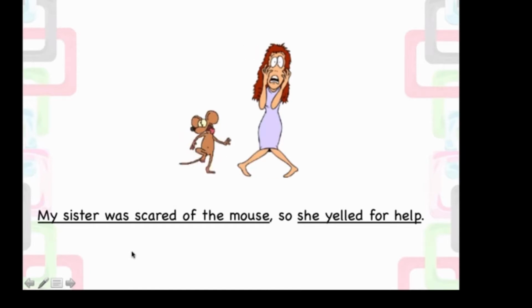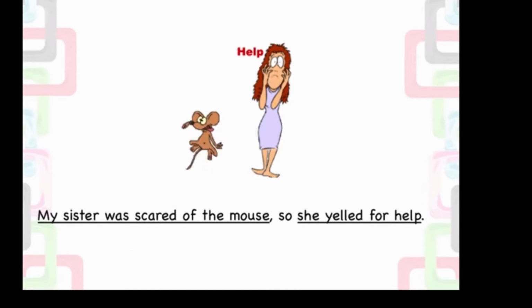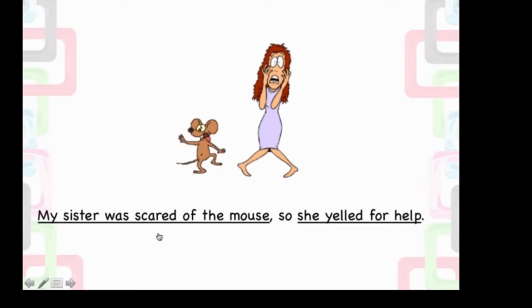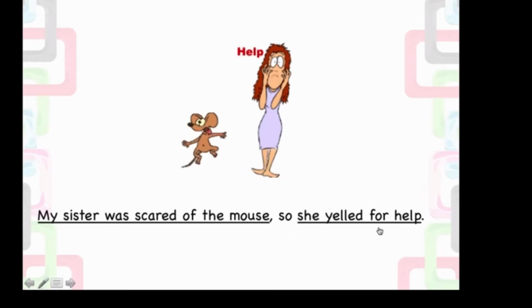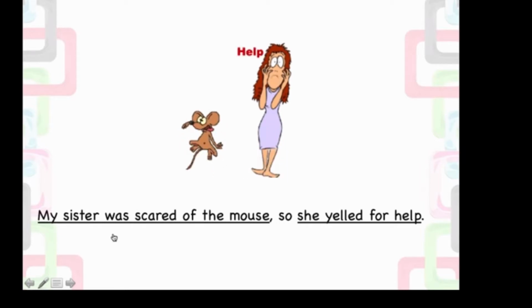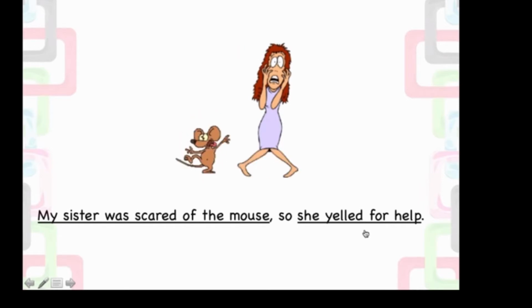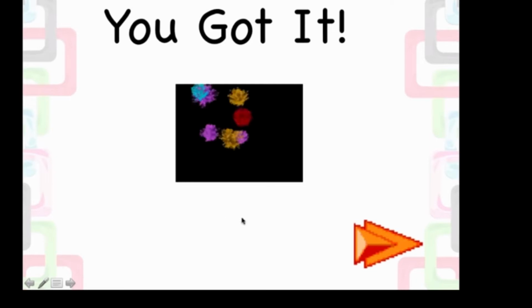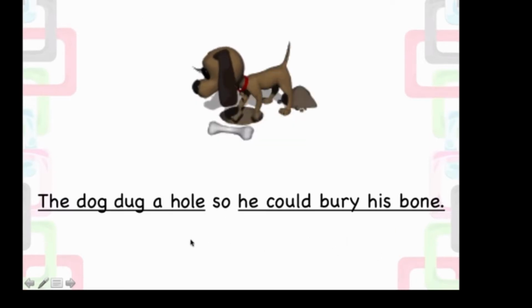So, my sister was scared of the mouse, so she yelled for help. Okay, so this time I want you to think, what's the effect in this situation? What ends up happening? Go ahead and make your choice now. If you guys ended up saying that she yelled for help, you are absolutely right. What caused that? Because she was scared of a mouse. Great job.